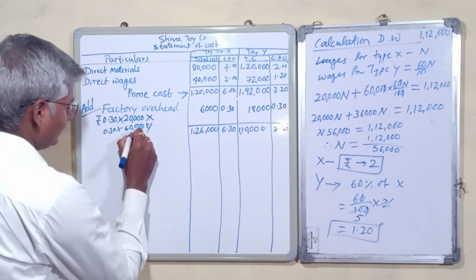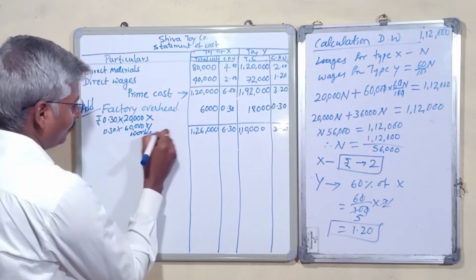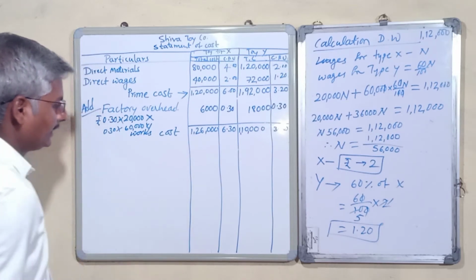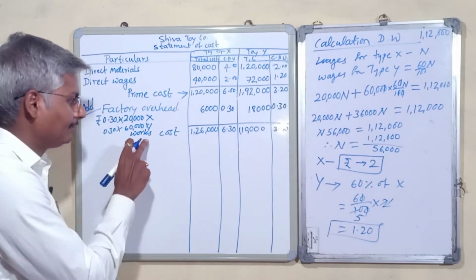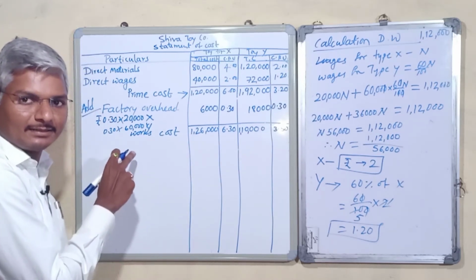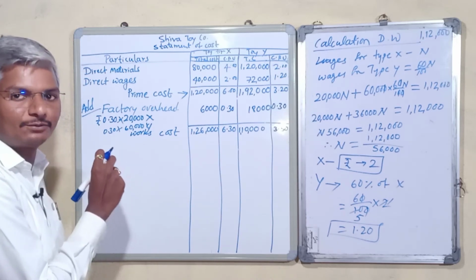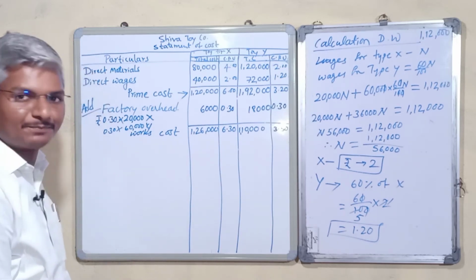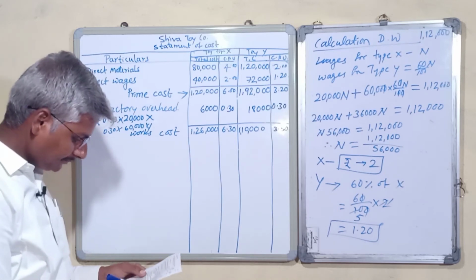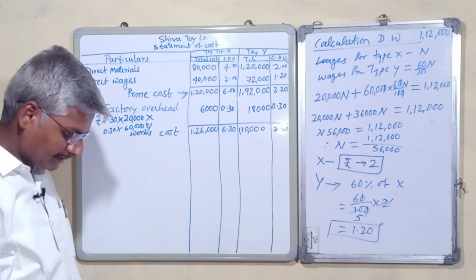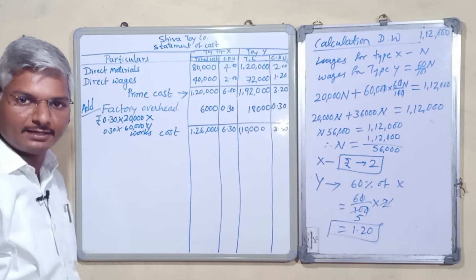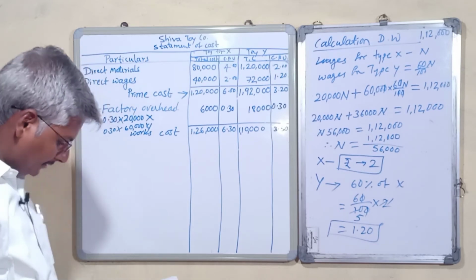This we call works cost. And if you have any work in progress, then we add opening work in progress and we deduct closing work in progress. But in the problem they have mentioned that there was no work in progress at the beginning and at the end of the particular year.